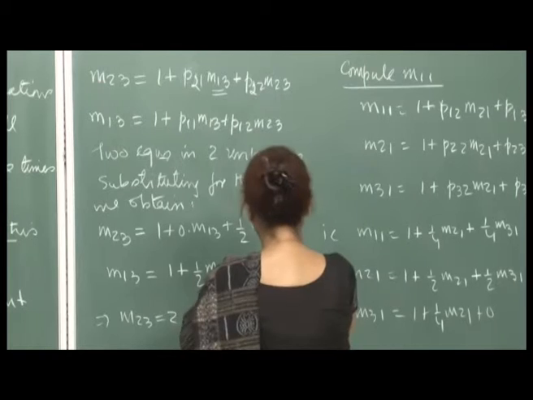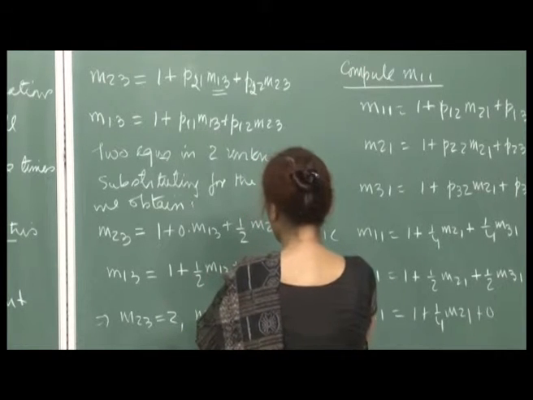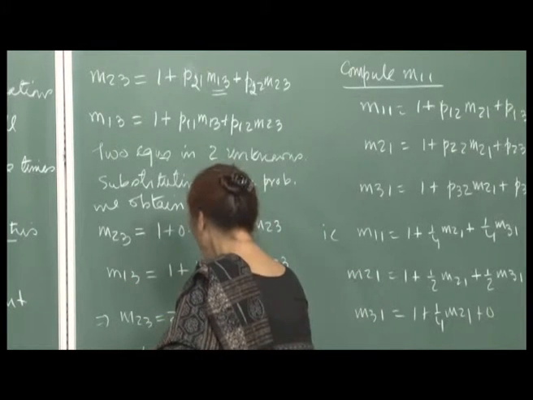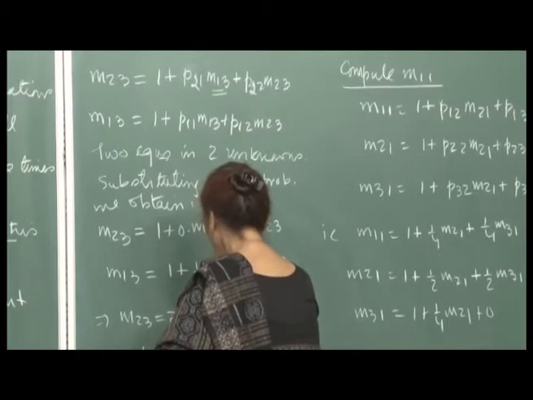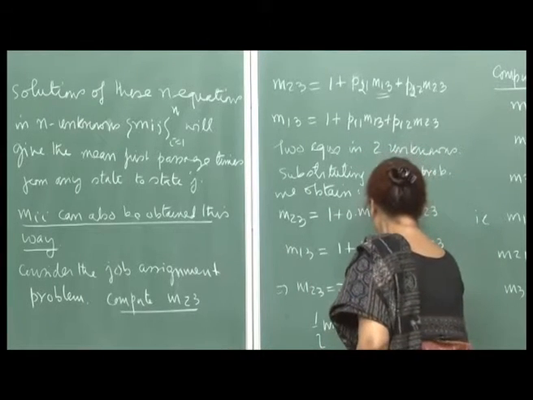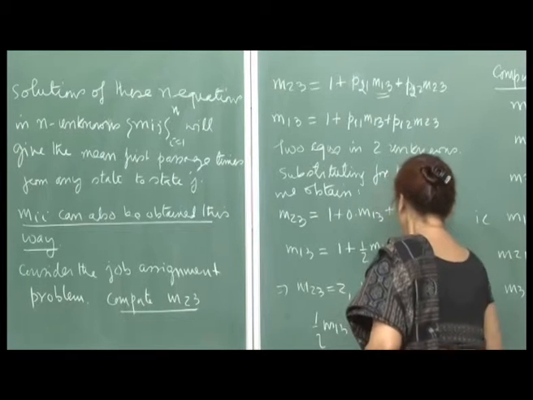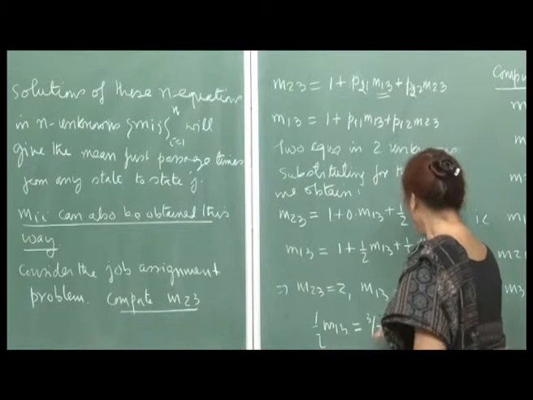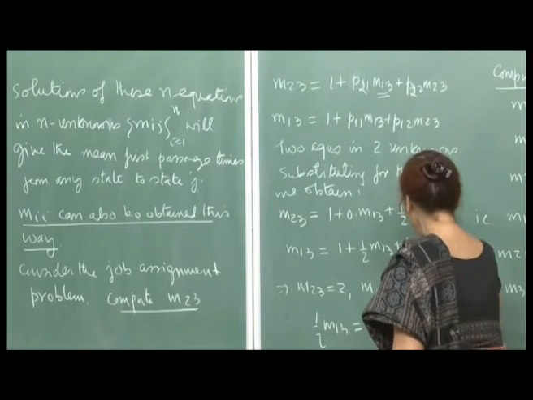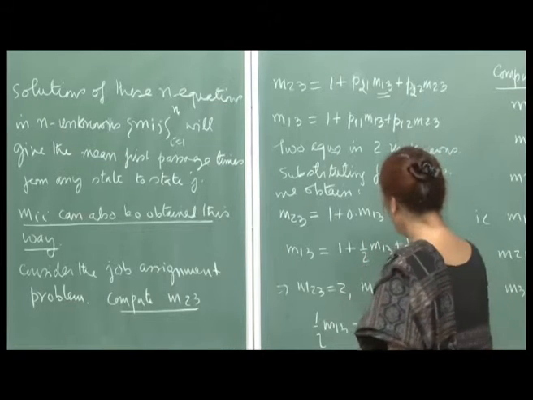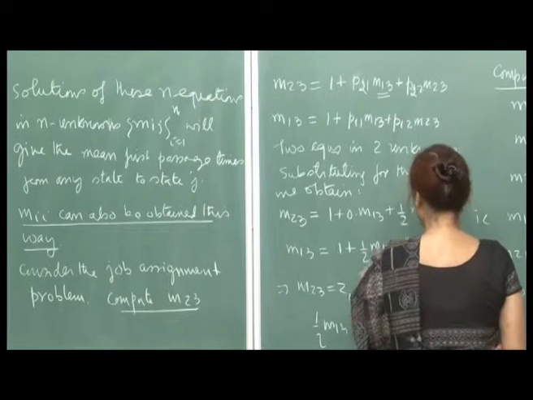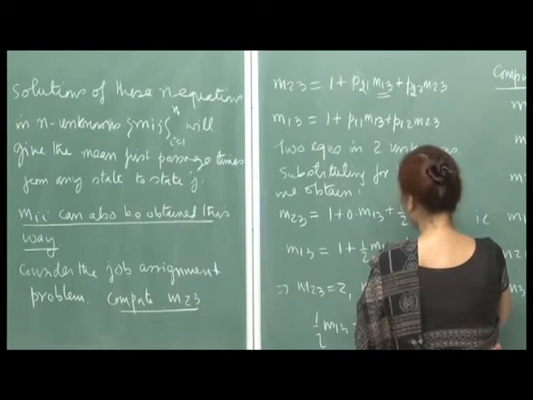Once M23 is 2, this is 1 by 2 and this is 3 by 2, and you bring this to this side. So, that will be half M13 is equal to 3 by 2. Therefore, M13 is 3. It is not just 3 by 2, M13 is 3. You can again substitute and make sure. So, M13 is 3, this is 3 by 2, and M23 is 2.